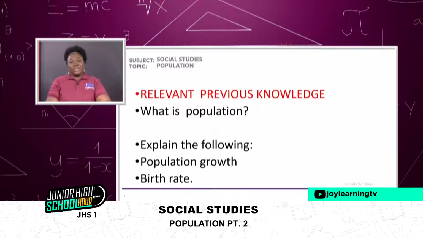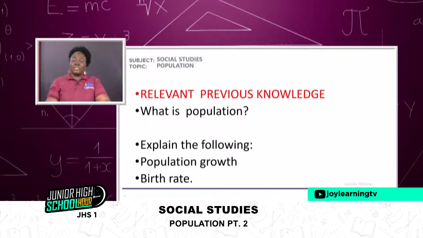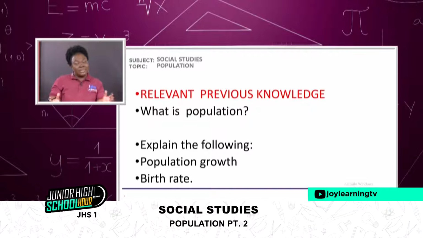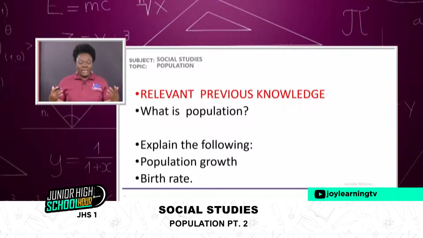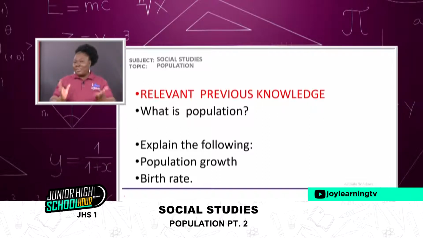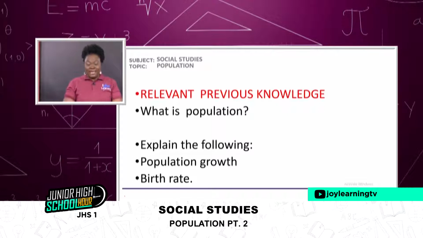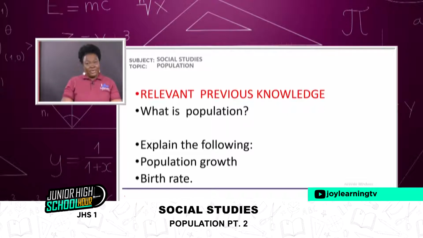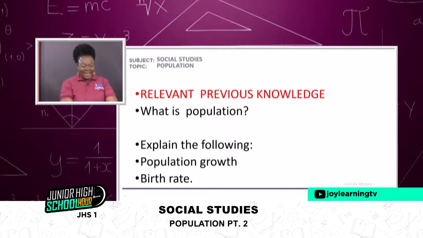Before we continue, you remember we talked about population. We discussed what population was, and then we talked about the types of population. But we still have to go back and refresh our minds on what is actually population. So we call this relevant previous knowledge. What is population? And then explain the following: population growth and birth rates.